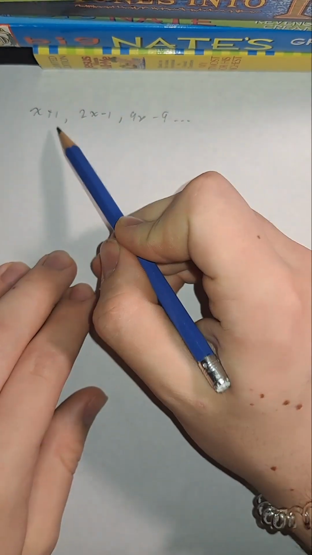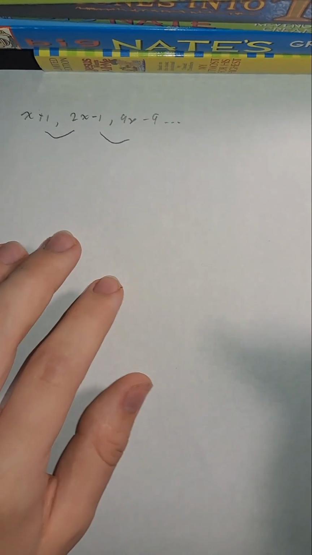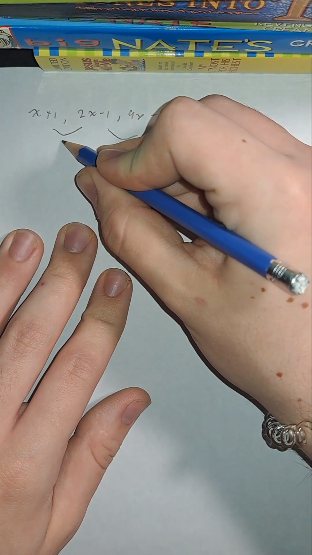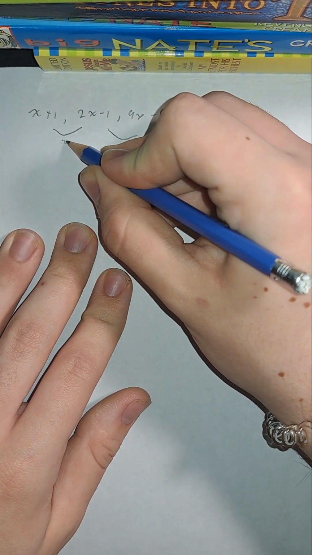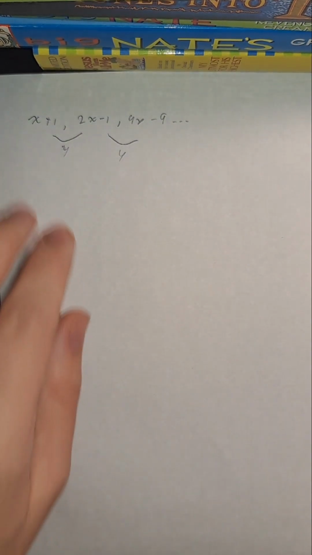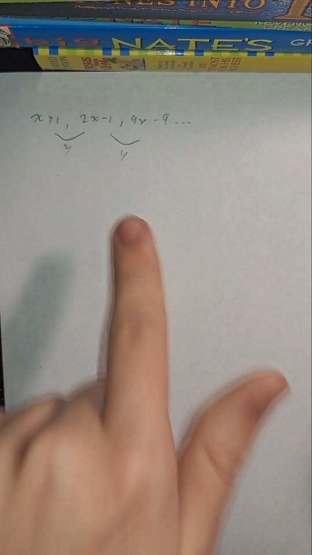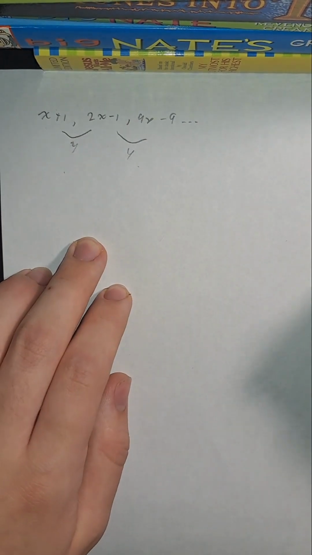Because this is an arithmetic sequence, we know that the difference between these two will also be the difference between these two. Whatever number, let's call this y for the sake of this example. You can use whatever variable you want, I'm just using this to explain it. The difference between these two numbers is going to be the same number. So because we know this, we can set them equal to each other.